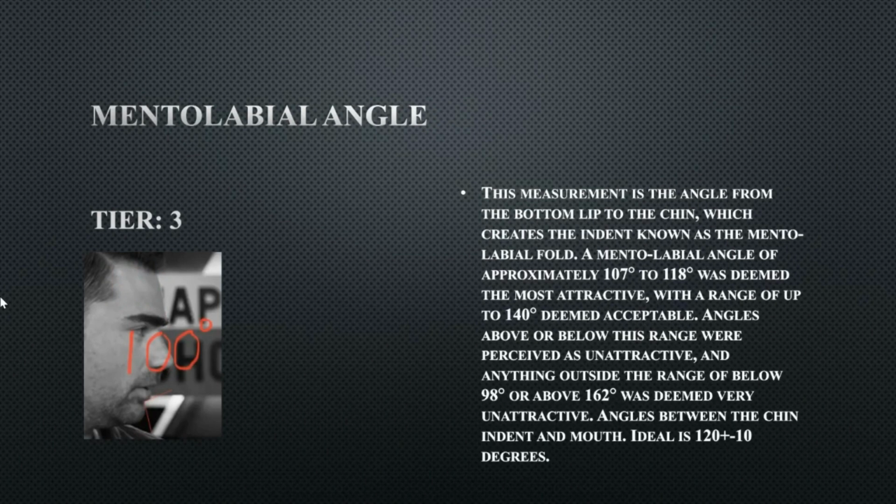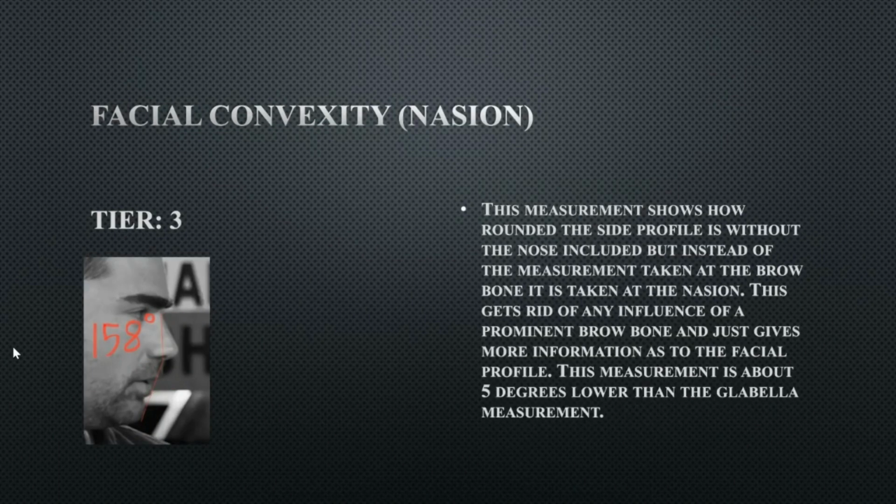His mentolabial angle is at 100 degrees, and this is not ideal at all. It's still within the normal range, but like I said again, his chin is just way too protrusive relative to his lower lip, and that little indent right there is not ideal. So this is just too tight of an angle. His facial convexity from the nasion is at 158 degrees, and the only difference is that the line goes from the nasion instead of the glabella, and like I said again, his facial convexity is too rounded, so this is not going to be within the ideal range.